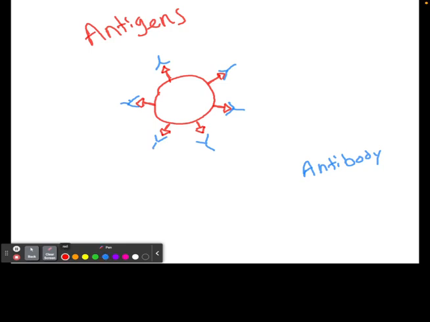So now the cell, if it's a bad cell, can't do anything anymore. It can't bind to anything and infect it because now it's completely blocked. So antibodies bind to antigens.